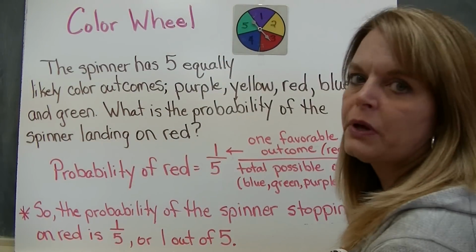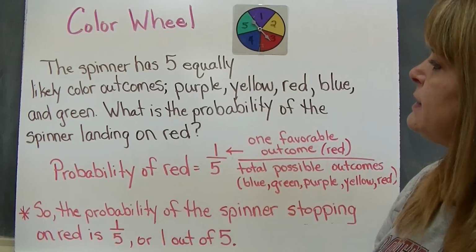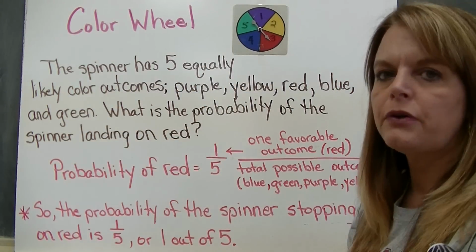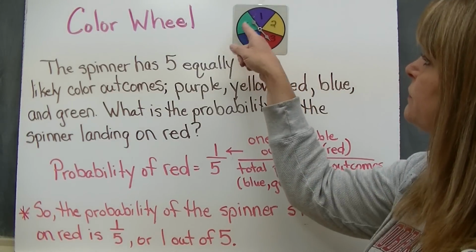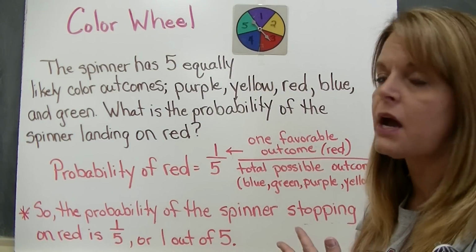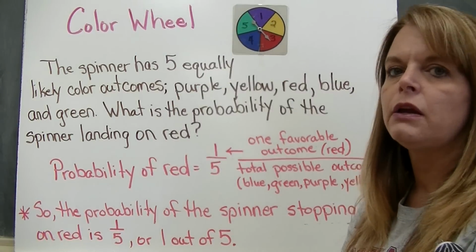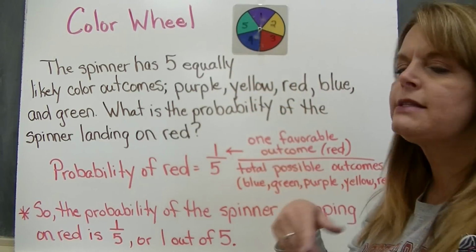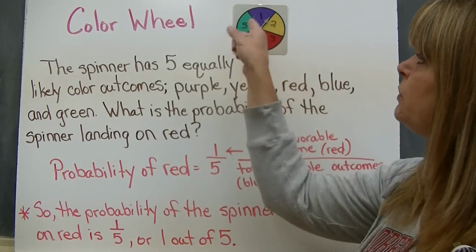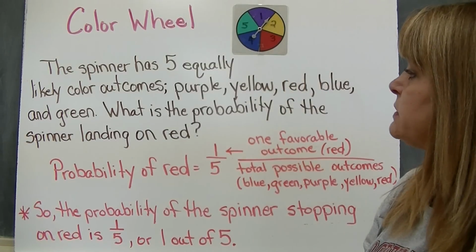Alright, I have a color wheel here, and this color wheel has 5 equally likely color outcomes. That means that each of these 5 spaces has a different color, and each of those spaces is the same size. We have purple, yellow, red, blue, and green. So if I spin my spinner, it's equally likely, if my spinner's laying flat, that I will get any of those colors because each section is the same size.